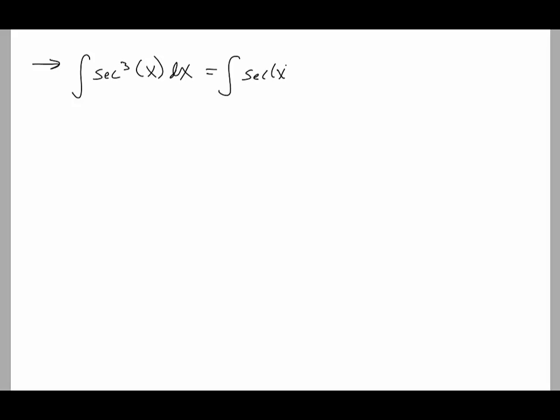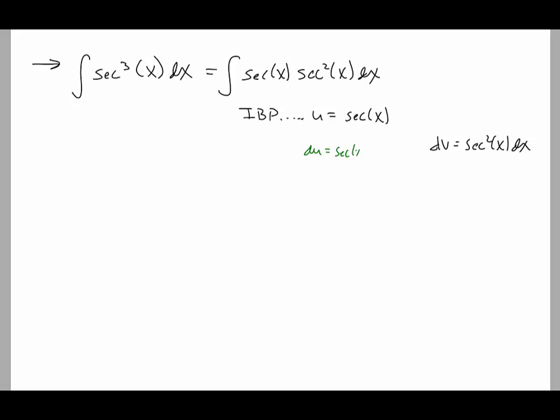But if I rewrite this into secant of x times secant squared of x, then I can use integration by parts on it. So this would work, and I encourage you to run through it. Integration by parts, if I let u equal secant of x, and then dv would be secant squared of x dx. Now remember, to take our derivative down, the derivative of secant is secant tangent. So secant x tangent of x dx.